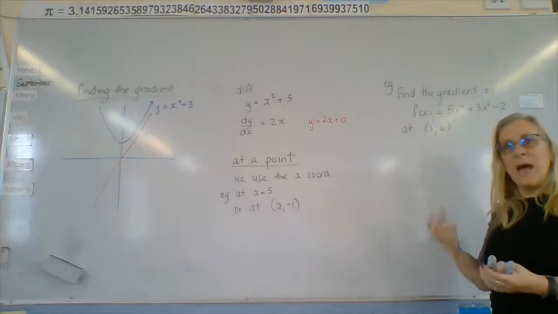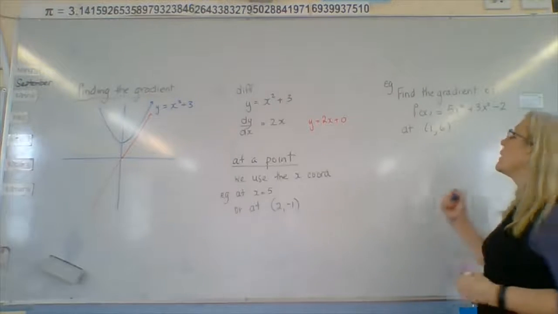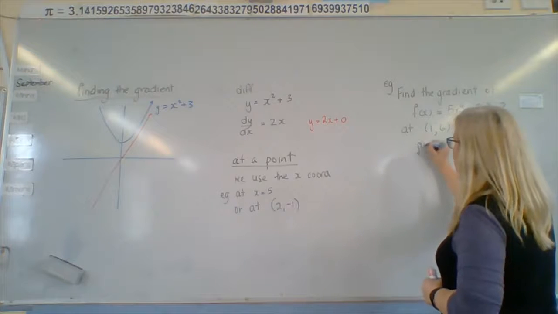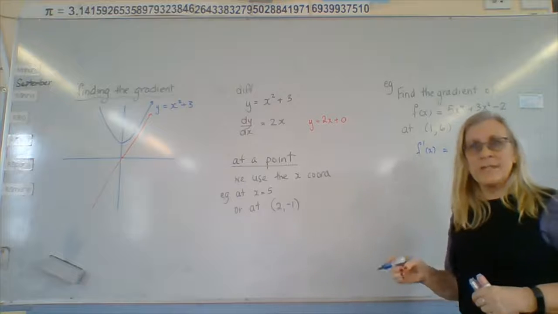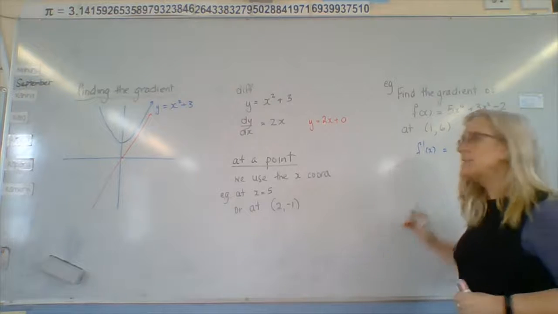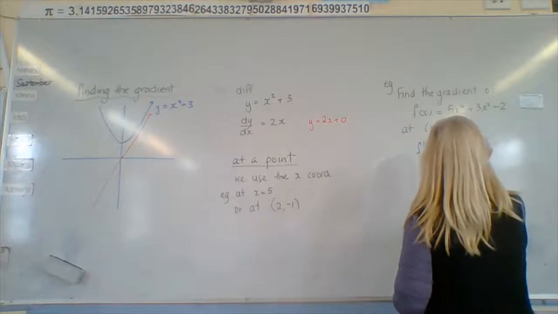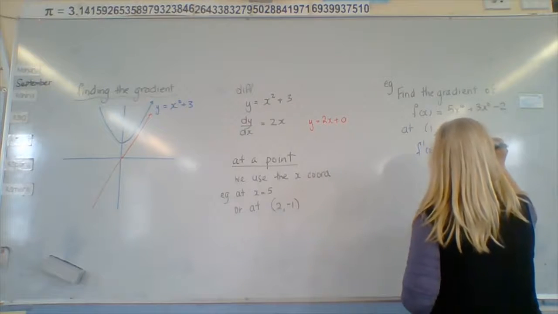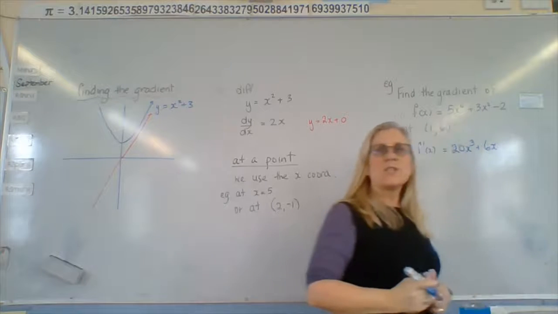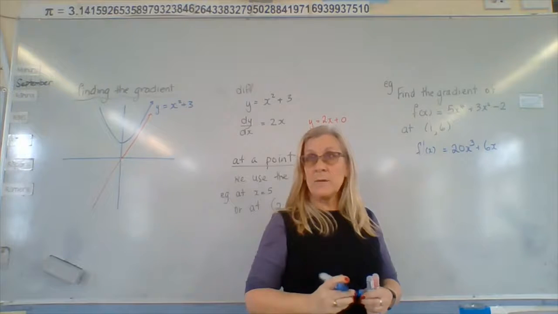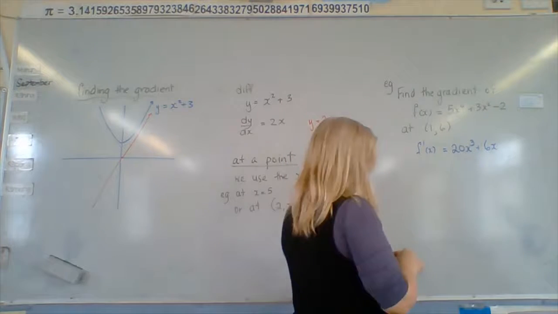We need to answer it. This is for our first question in the exam. We will differentiate, because we're very highly likely to have to do that to every single thing we meet in the test. 4 times 5 is 20, x to the power of 3, plus 2 times 3 is 6, x to the power of 1, which I don't write, and the minus 2 vanishes. Happy? Okay. That's the gradient function.